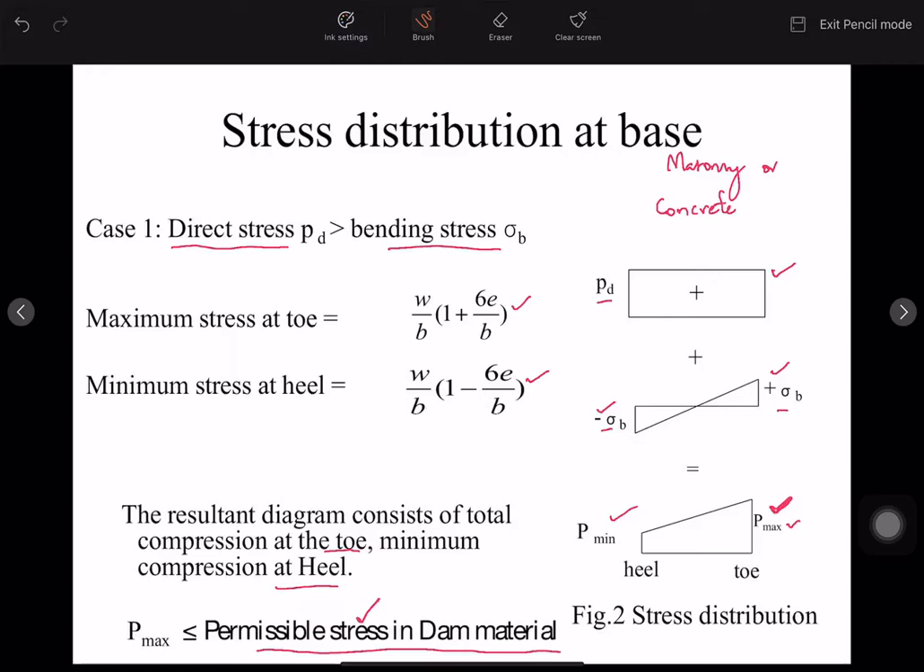In fact, it should not be equal to also. It should be less than the permissible stress in the dam material. Because, by using common sense, we can say, what happens if Pmax is greater than the permissible stress in the dam material.